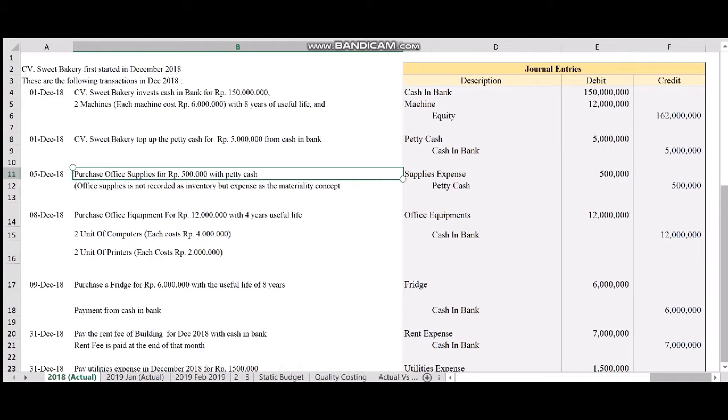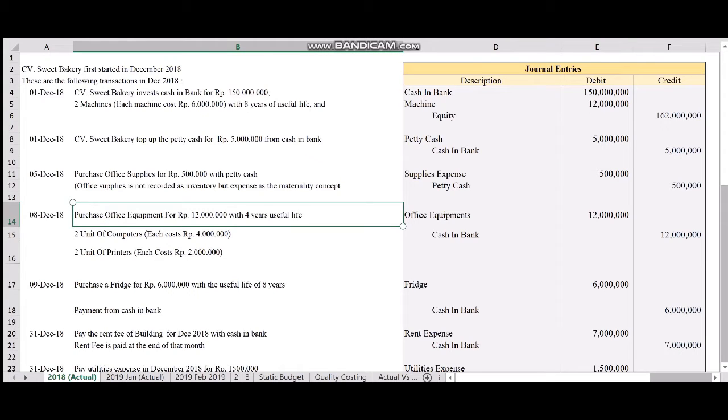The 5th of December 2018, purchase office supplies for 500,000 with petty cash. The journal entry is supplies expense to petty cash for 500,000.